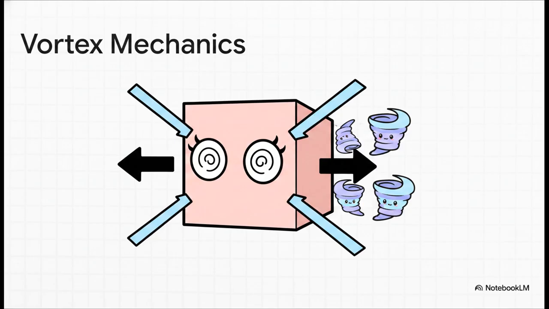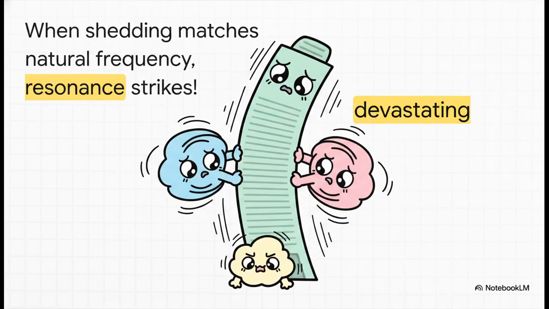And here's the terrifying part. They shed alternately from opposite sides. This alternating shedding creates a nearly sinusoidal crosswind force. The wind is blowing straight ahead, but the building is literally being yanked from side to side. And here is the absolute worst-case scenario. If that shedding frequency locks into the first or second transverse modes of your structure, especially for tall or flexible buildings, boom, devastating resonance strikes.